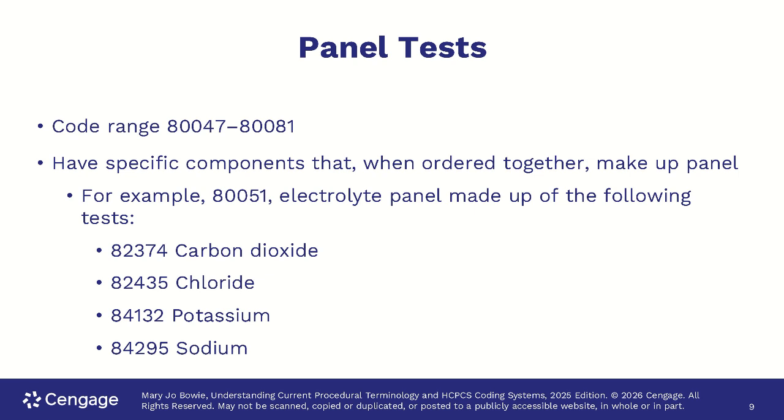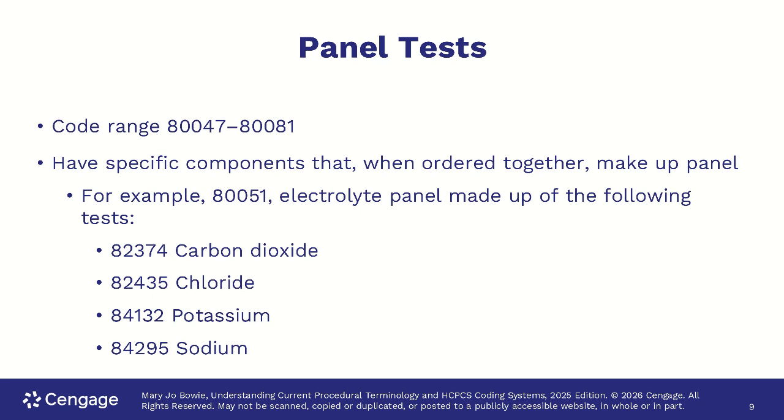All right, so the first type of test that you will see in the pathology and laboratory section is a panel. And a panel is one CPT code that encompasses a group or panel of tests. So, for example, you see here on the screen an electrolyte panel, right? Which is made up of these 4 substances: carbon dioxide, chloride, potassium, and sodium.